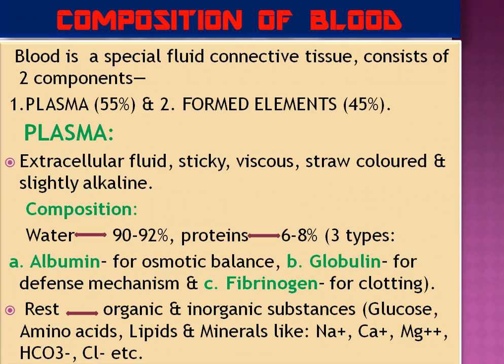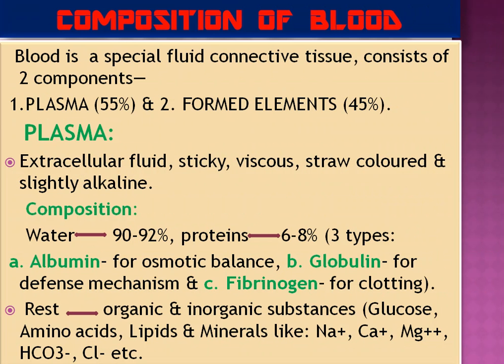Another topic is composition of blood from body fluid and circulation, chapter 18. Blood is a special fluid connective tissue. It consists of two components, plasma, which is 55%, and formed elements or corpuscles, which is 45%. Plasma is extracellular fluid. It is sticky, viscous, straw-colored, and slightly alkaline.